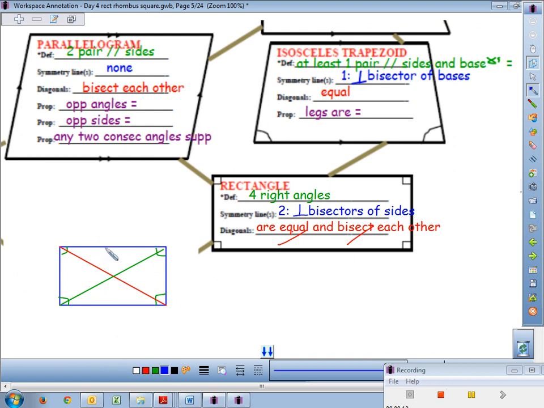So if we have a picture like this, pretend the red one was 10 units long. Then it got bisected. The green one cut it into 2 equal pieces, so shouldn't it be 5 and 5? Well, if the red one's 10 units long, the green one's got to be 10 units long also because they're equal, and it also got cut into 2 equal pieces, so that's got to be 5 and 5 also.